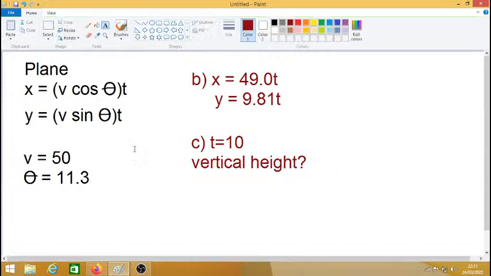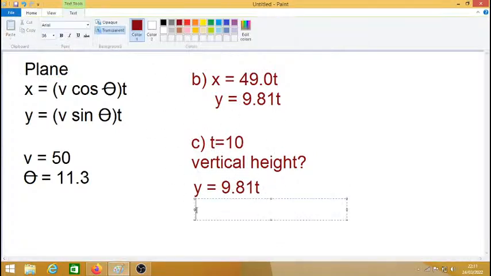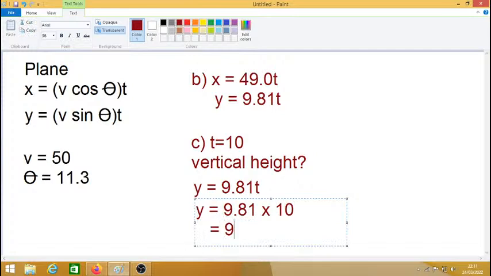The vertical height is given by the y equation, and we can use the y equation after we've done the substitution. So let's take a copy of that y equation, and we can just use that to work out the vertical height. The time is 10 seconds, so that works out as y equals 9.81 times 10, which is going to be 98.1 meters.